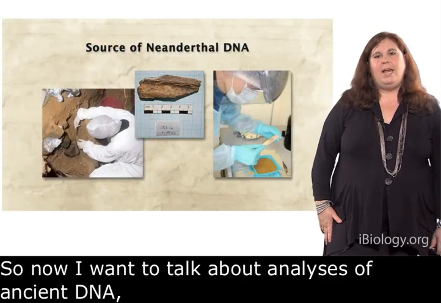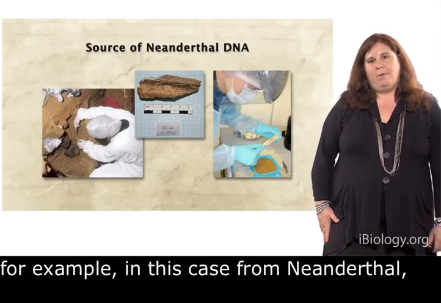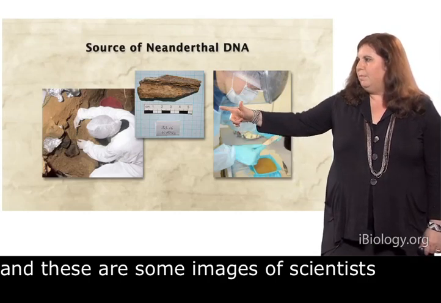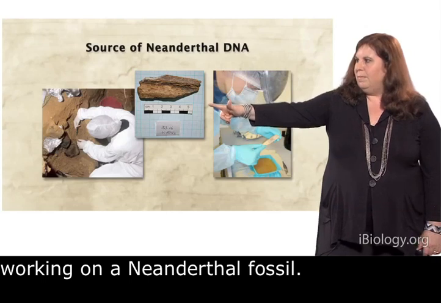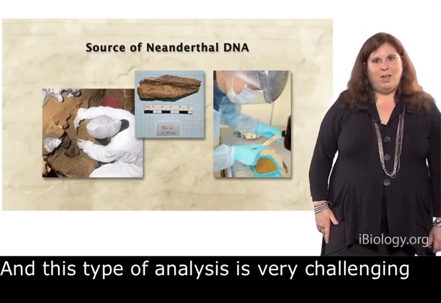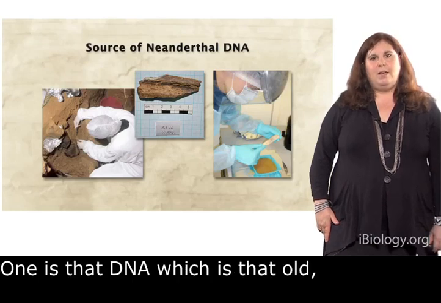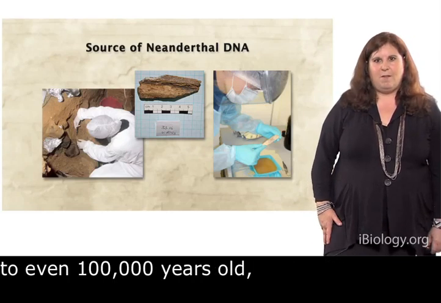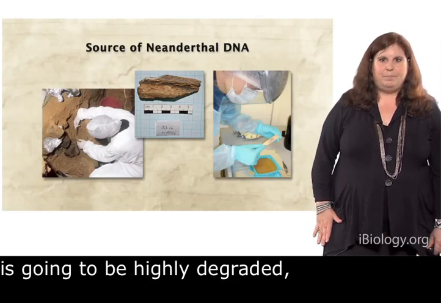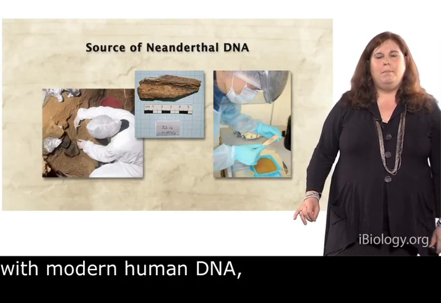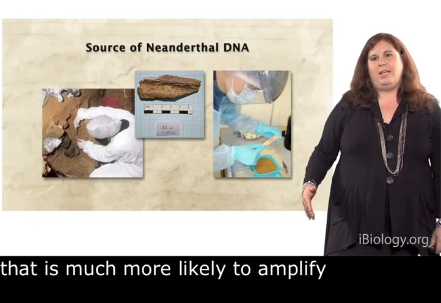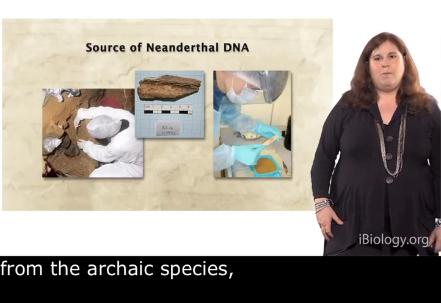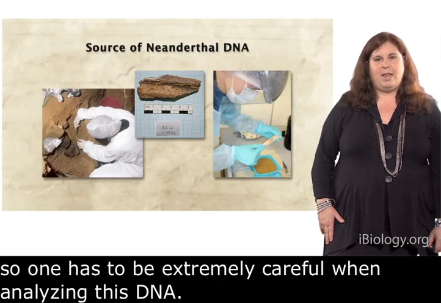So now I want to talk about analyses of ancient DNA, for example, in this case from Neanderthal. And these are some images of scientists working on a Neanderthal fossil. And this type of analysis is very challenging for a number of reasons. One is that DNA which is that old, on the order of, say, 30,000 years old to even 100,000 years old, is going to be highly degraded. And if there's any contamination with modern human DNA, that is much more likely to amplify than the old degraded DNA from the archaic species. So one has to be extremely careful when analyzing this DNA.